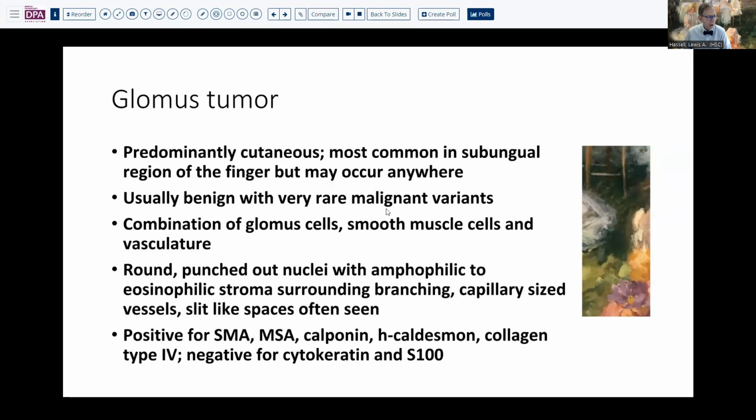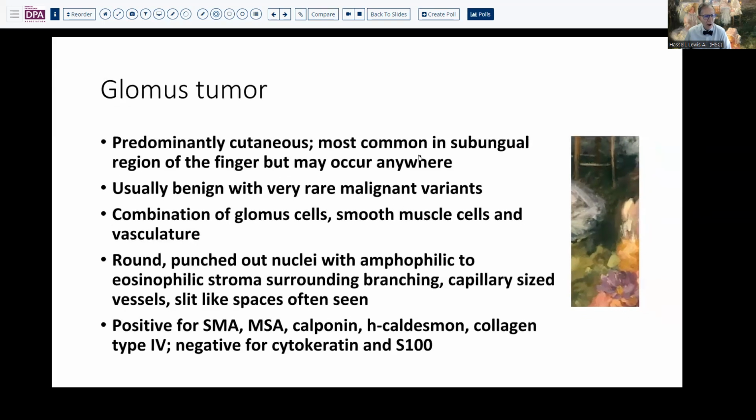So this lesion is primarily a cutaneous tumor, and usually dermatopathologists are the ones dealing with it, or general pathologists, rather than GYN pathologists. It's most common around the fingers and toes and so forth, but in truth, it really can occur anywhere. And usually it's a very benign, banal tumor, such as we're seeing in this situation. There are some rare malignant variants, and the combination of the glomus cells, the sort of smooth muscle differentiation, and the delicate vasculature tends to support the diagnosis.